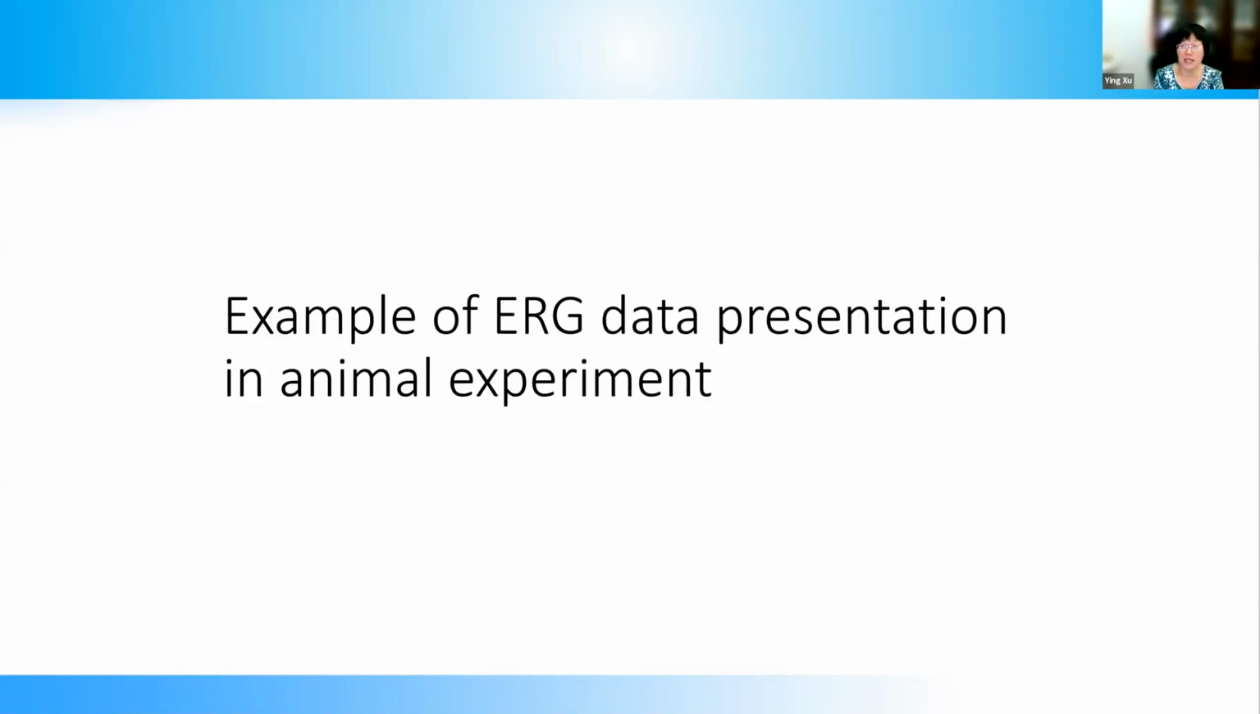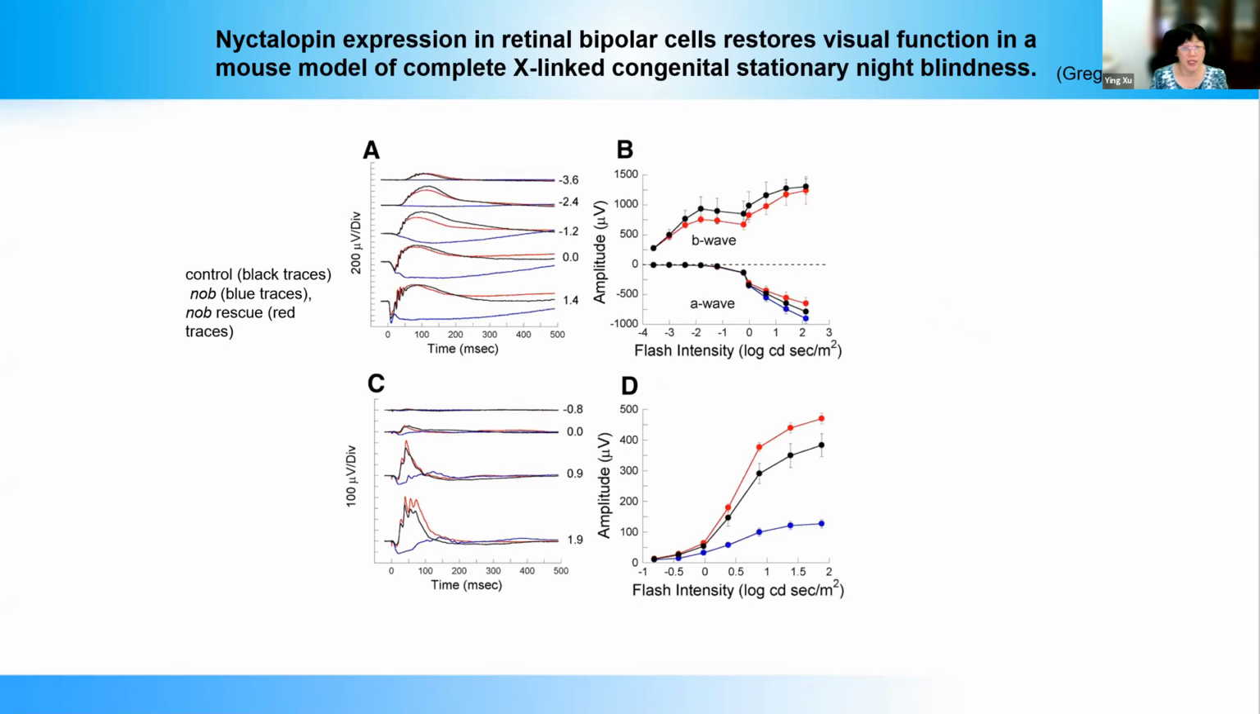And for the last, I'll use one slide to show a good example of ERG data presentation in an animal experiment. This one is from a 2007 paper. They compare ERG traces from a knockout mouse with a control, and also show how they rescued the knockout mice. They present the data in a nice way: they align the traces of the 3 groups together and use different colors, so you can easily see the difference. They align all the traces along with the increasing intensities, and you can clearly see the response increase when the intensity increases.